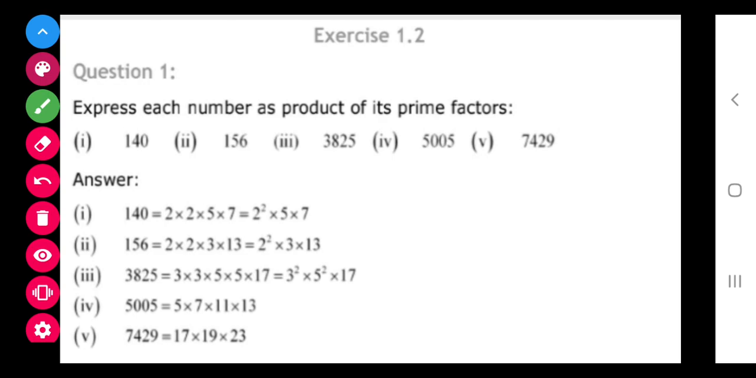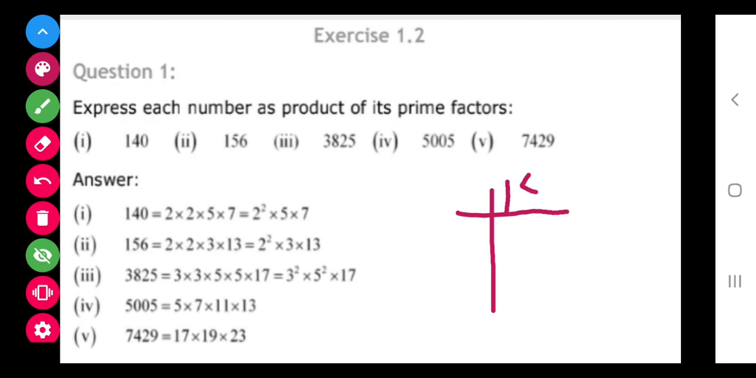Class, today we are going to start the second exercise. There is nothing new in this; we have done this in previous classes also. First thing is the prime factors we have to get. So express each number as a product of its prime factors. You all know prime factors, how to determine that. If you remember, this is the method to get the prime factors.